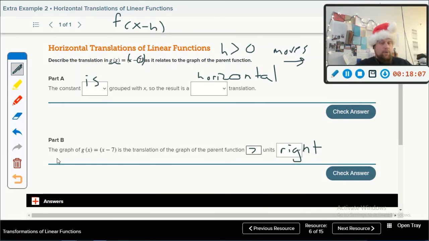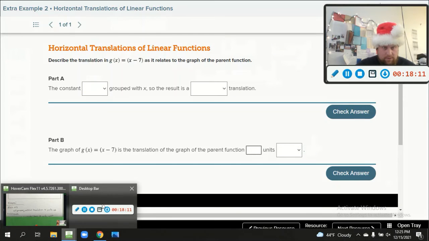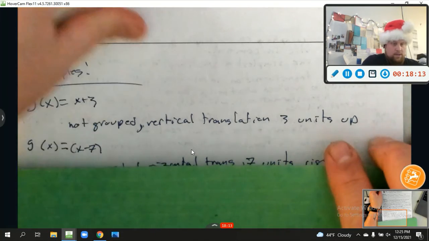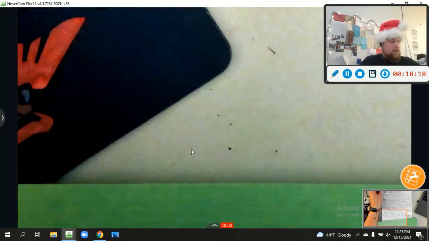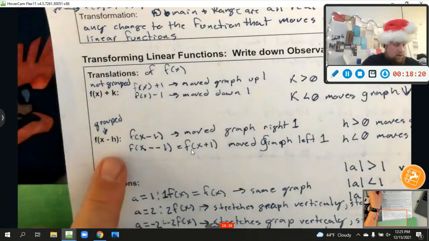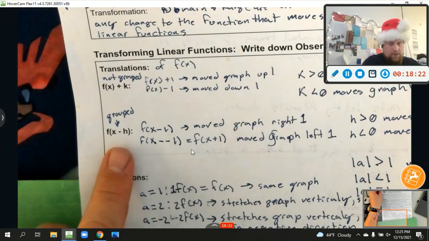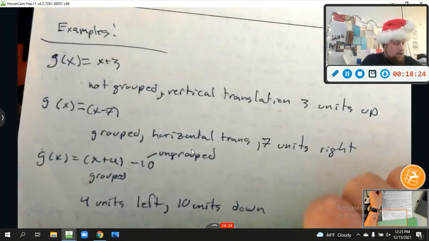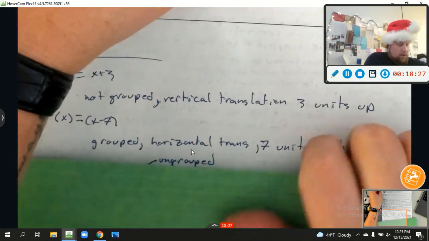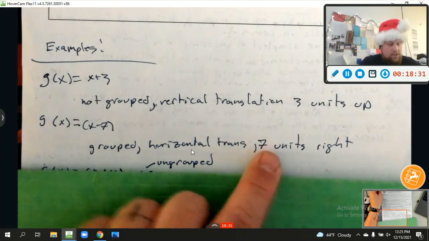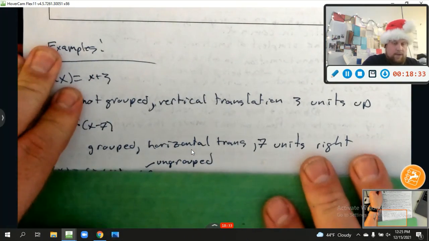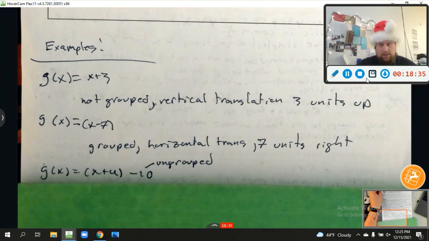Awesome. How are we going to look at that in our notes? Notice, this time you're going to write it under this part where it says f of x minus h. You'll have more room to write under there, and this is what I want you to write: g of x equals x minus 7. Grouped. Horizontal translation, 7 units to the right. Okay? Awesome. Pause it if you need to.